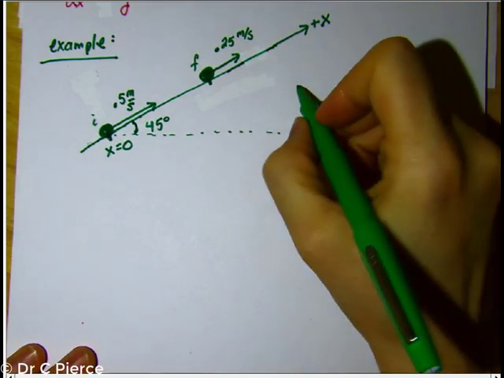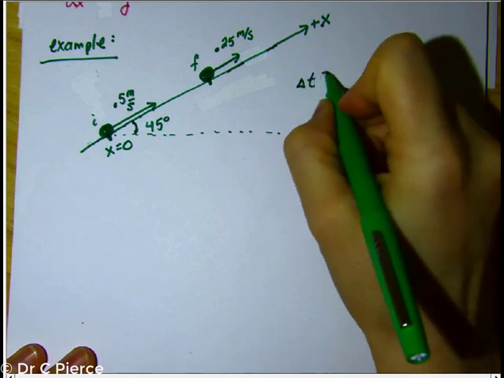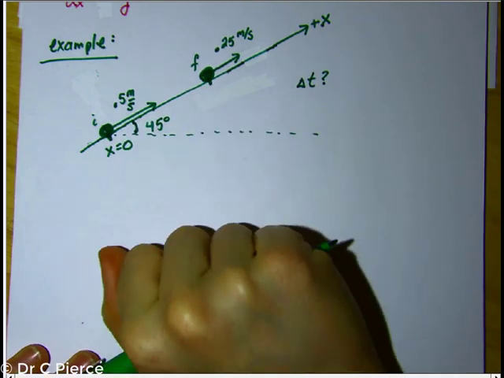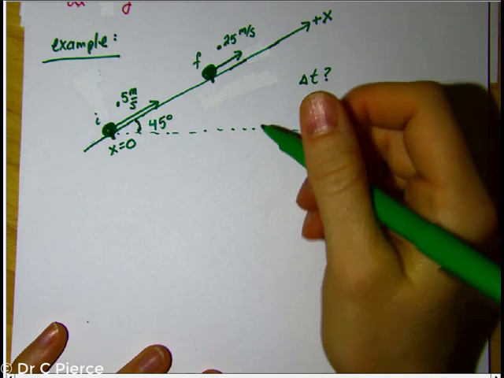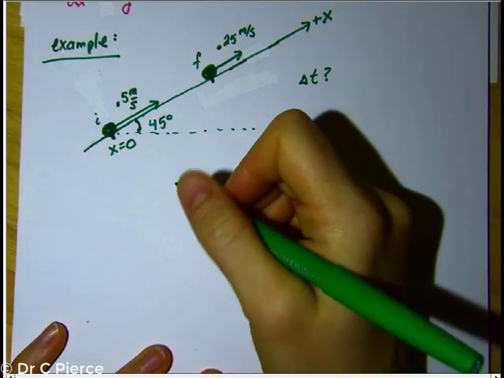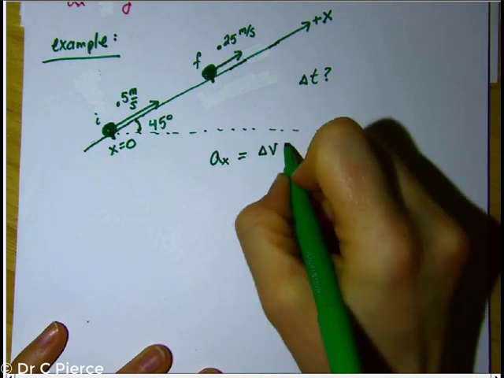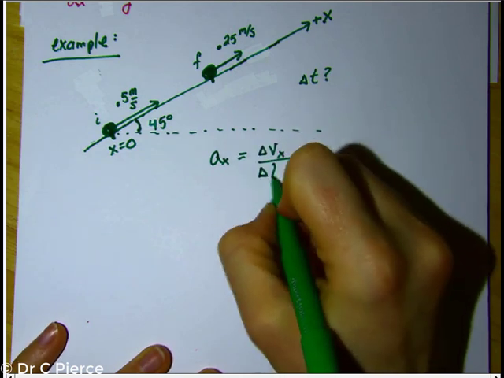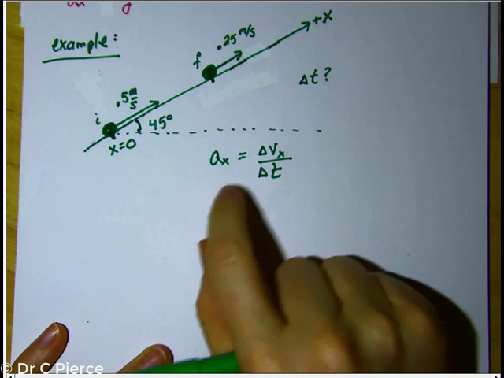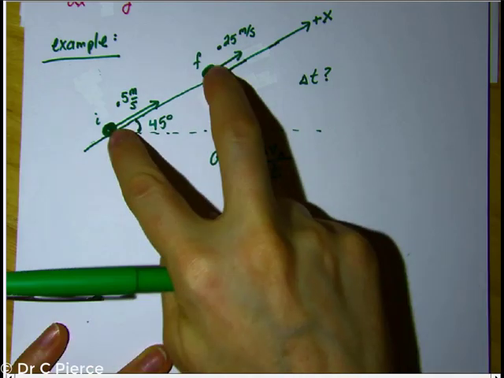How about we figure out the time interval between these two? So we could try this equation, and if it doesn't work, we'll try a different one. Let's try AX is equal to delta V over delta T. So we know delta V, we know the change in velocity.